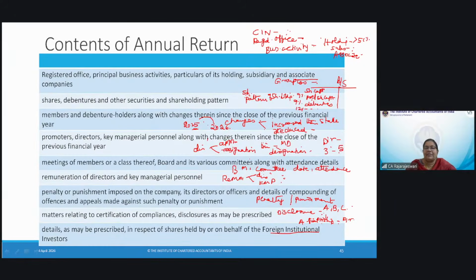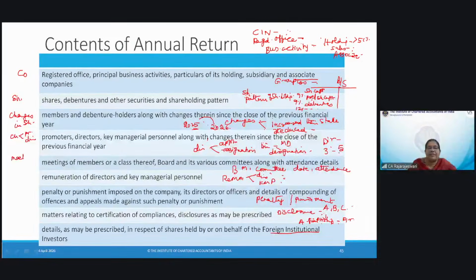Registered office, activities, holding subsidiary company details. So this is with regards to the company details. This is share capital and changes. Then this is changes in shareholdings or the debenture holders or members. So this is changes in promoters, directors.